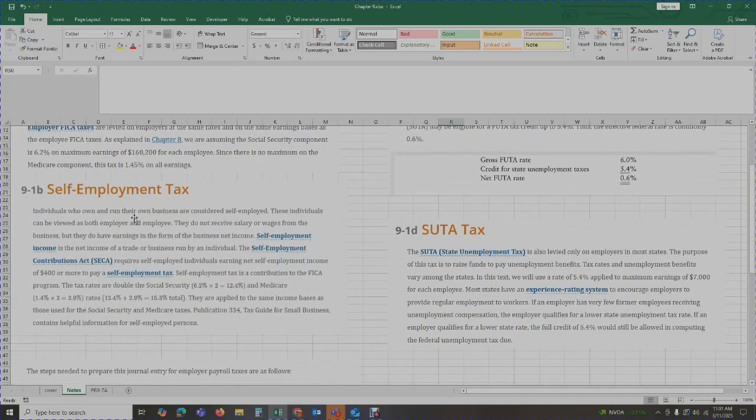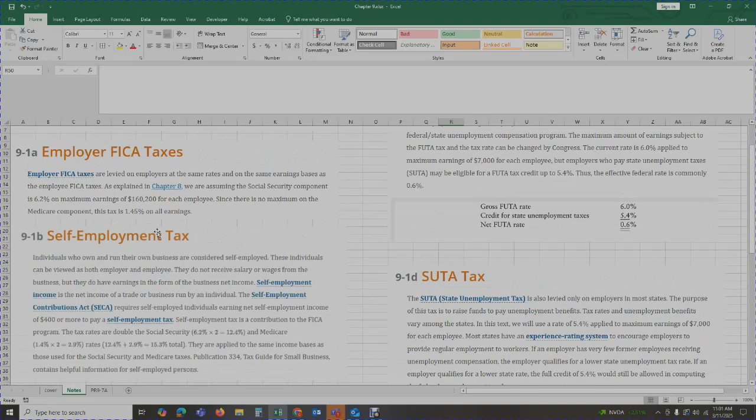Okay. Now, self-employment tax, those are for individuals that are self-employed, that they run their own business. Now, because these individuals are self-employed, they don't receive a salary from an employer. Guess what? They're stuck paying double the taxes. Why? Because if you are working for a company, for FICA purposes, the employee pays a portion, the employer matches it. They pay the same amount. The employee pays in, the employer matches that, and together the taxes are paid.